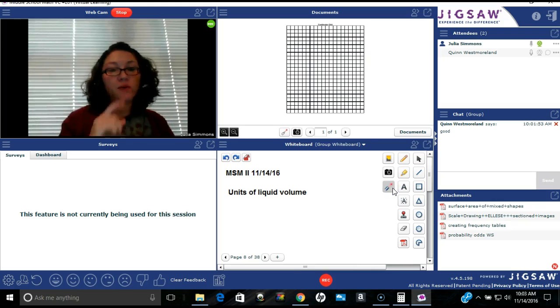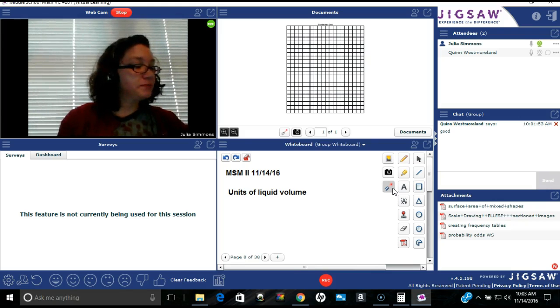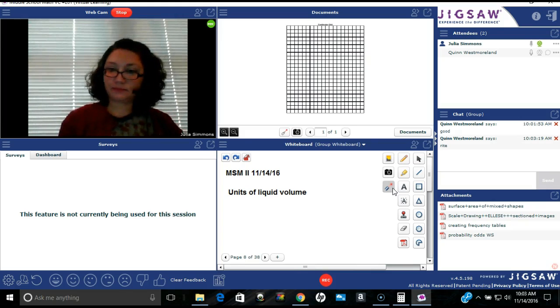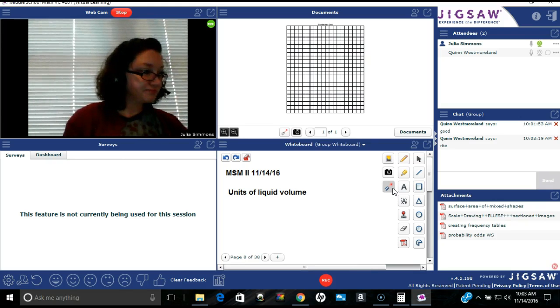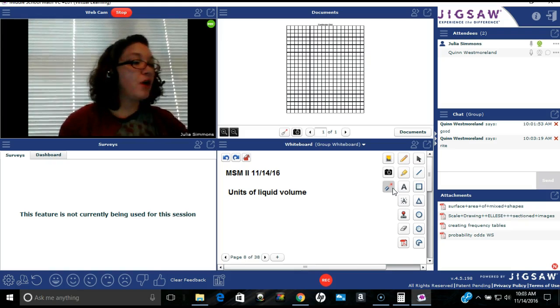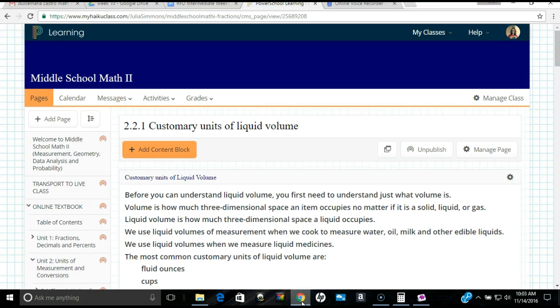So this week we are looking at units of liquid volume. All right. Now, liquid volume is not the measurement of weight. Some people get liquid volume confused with weight, and it's not the measurement of weight. Liquid volume is the measurement of volume itself. We have to look at volume and then look at liquid.